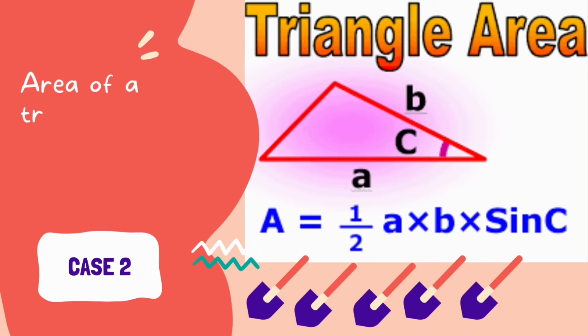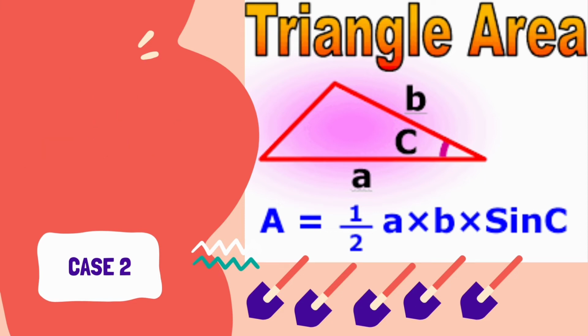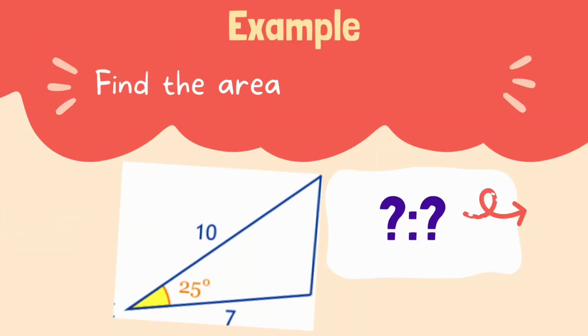The next case of how to find the area of a triangle is when you are given two sides and an included angle. In this case, the area will be half ab sine C. That will be the formula to find the area of the triangle when two sides and an included angle are given. So let's take an example involving it.